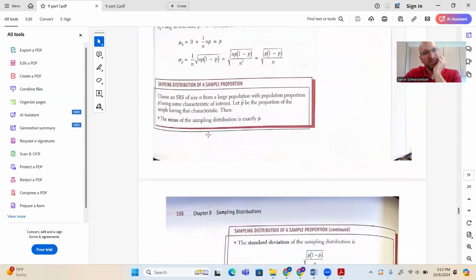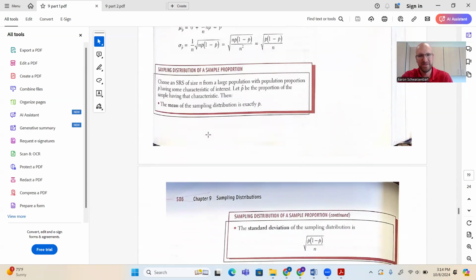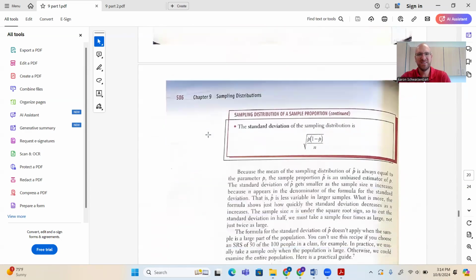So, sampling distribution of a sample proportion: choose an SRS of size n from a large population with population proportion p having some characteristic of interest. Let p hat be the proportion of the sample having that characteristic. Then the mean of the sampling distribution is exactly p. It's unbiased. And the standard deviation is equal to the square root of p times 1 minus p divided by n.